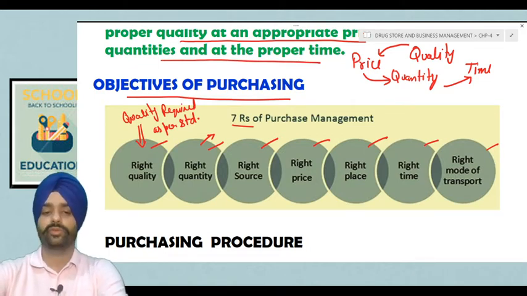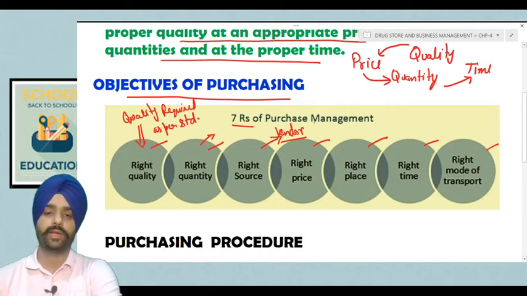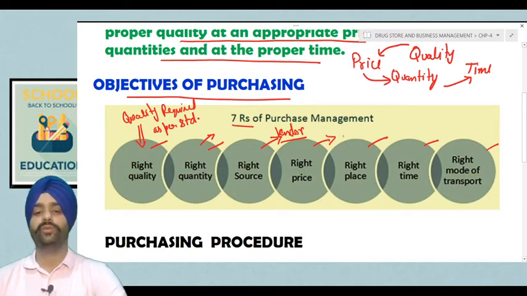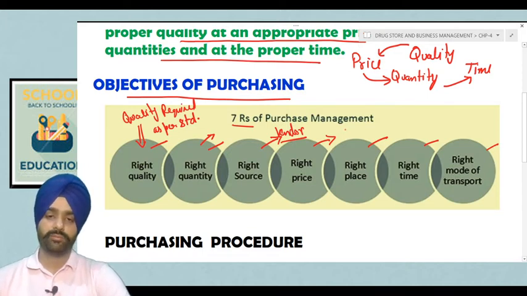Next, the right source. Now the vendor should be selected. How is a vendor to be selected? A vendor of good reputation, having a previous record of supplying a good quality product should be selected. Then the right price. Price should not be too high or too low, because a too low price can be considered to be related with a low or substandard quality product, and a too high price may lead to loss in the business.